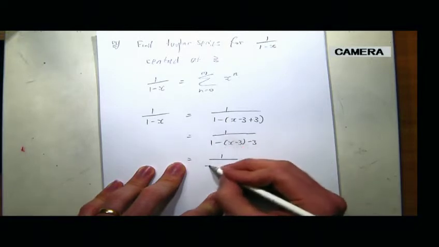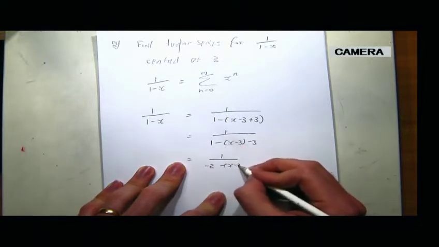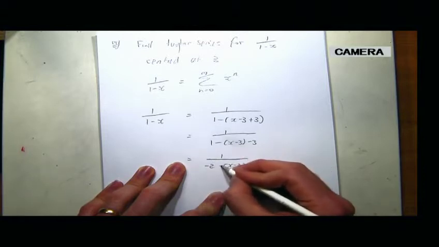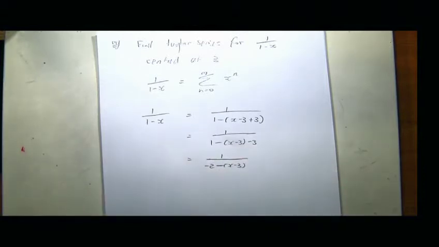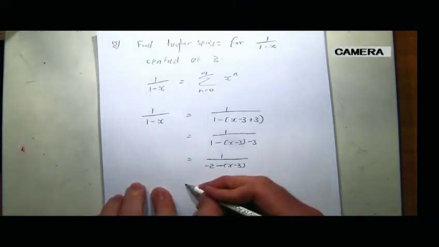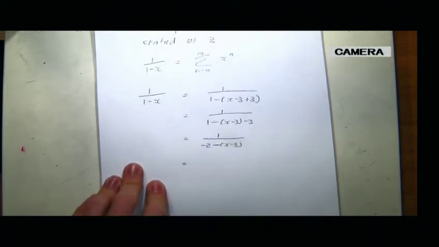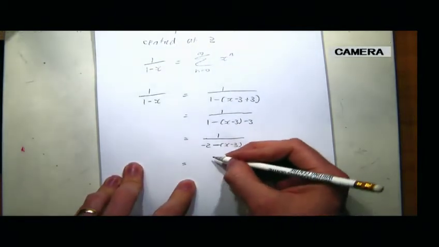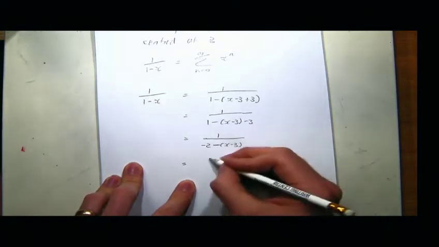So 1 minus 3 is minus 2. So I'm way closer now, because I've got a 1 over something minus x minus 3, but this is supposed to be a 1. So I'm just going to divide the top and bottom by minus 2. Oh, this is going to be worlds of pain.